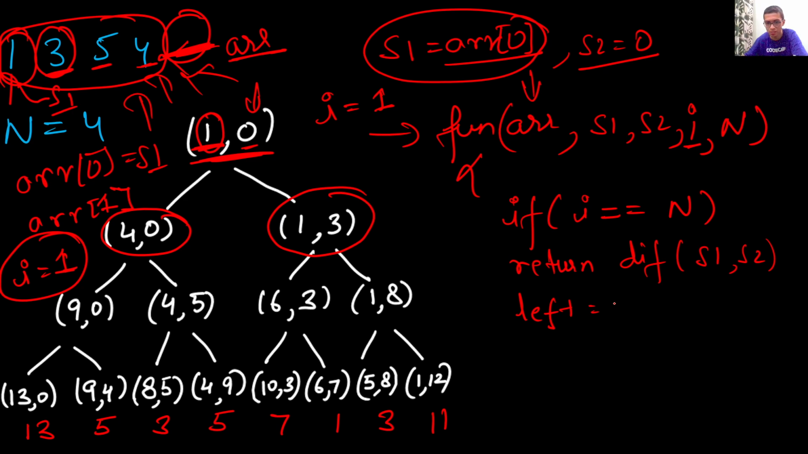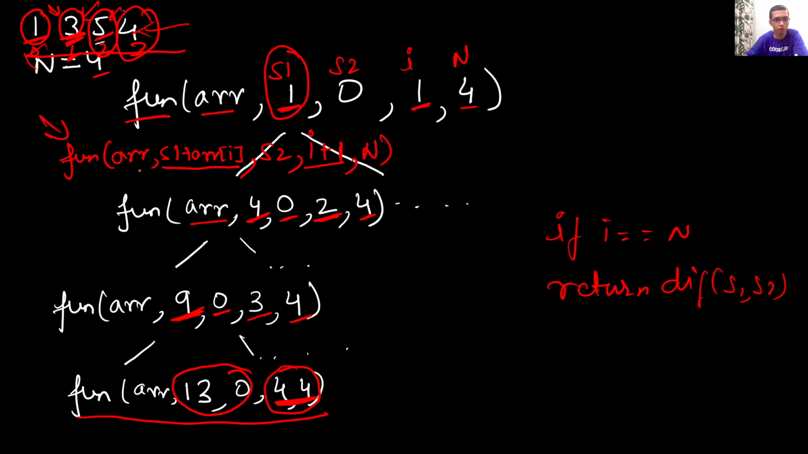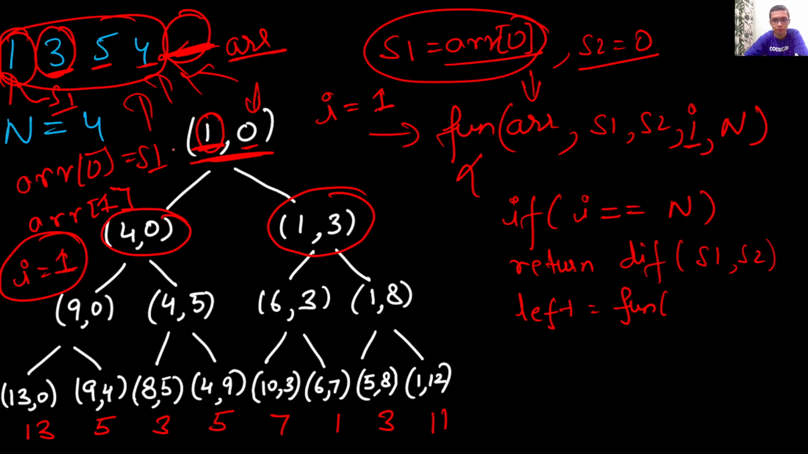So the left of this function fun would be fun of ARR. I'll add this ARR of I with S1. So for left side, I'll add ARR of I plus S1, comma, S2 would remain as it is. I would now be incremented by 1. So instead of I, I have written I plus 1, and N would remain as it is, right?